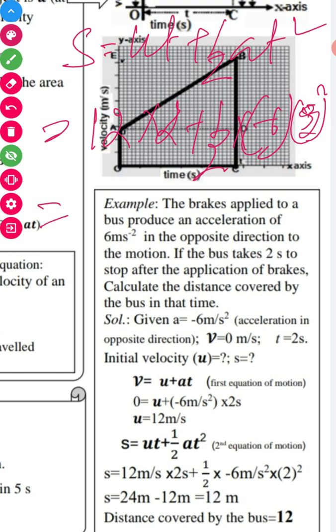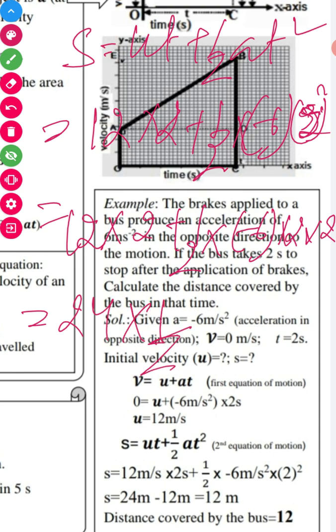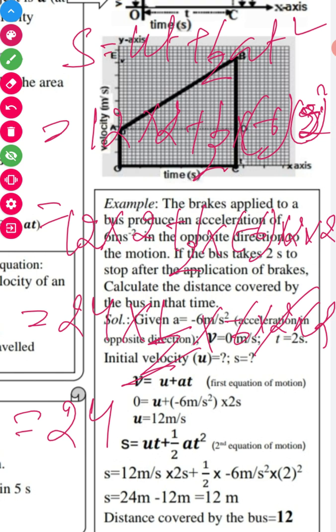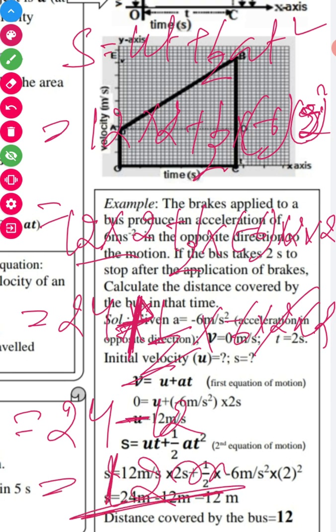No, sorry, 2 seconds. So 12 into 2 plus half into minus 6 into 2 into 2. We have 24 plus half into minus 6 into 2 into 2. 2 and 2 cancel. We have 24. Sorry, you have to write plus over here, right? So this will become minus 12, and plus times minus is minus, so 12. So we have 12 meter as the distance covered. S is equal to 12 meter.